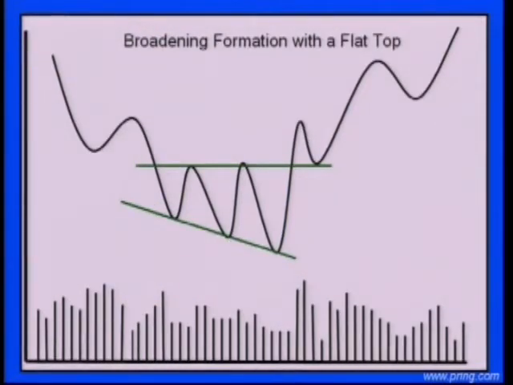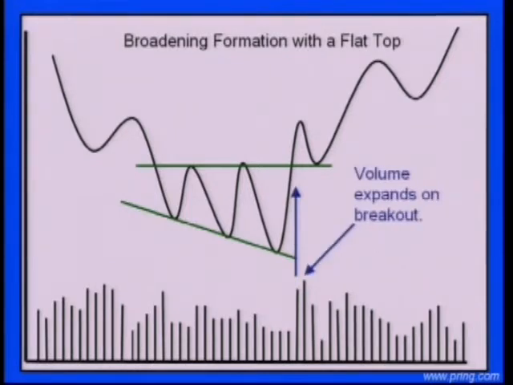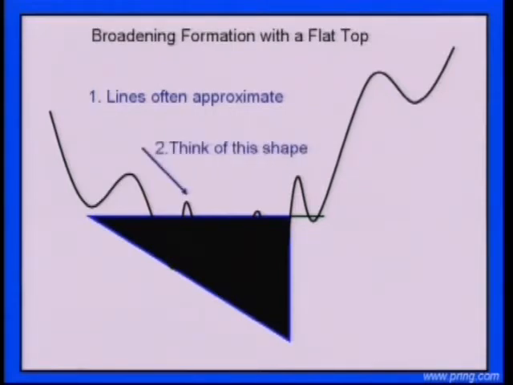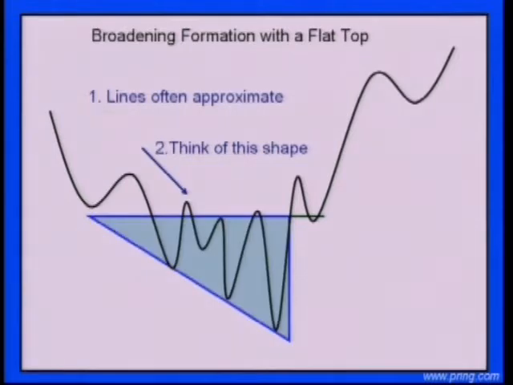Volume configurations, obviously, we want to see prices moving up with expanding volume on the breakout. And this is the approximate shape. It's a kind of a reverse type triangle there. And as I mentioned before, the lines when you draw them are approximate. But think of it as this shape, and then if we look at the price configuration underneath, you can see how it all works out.